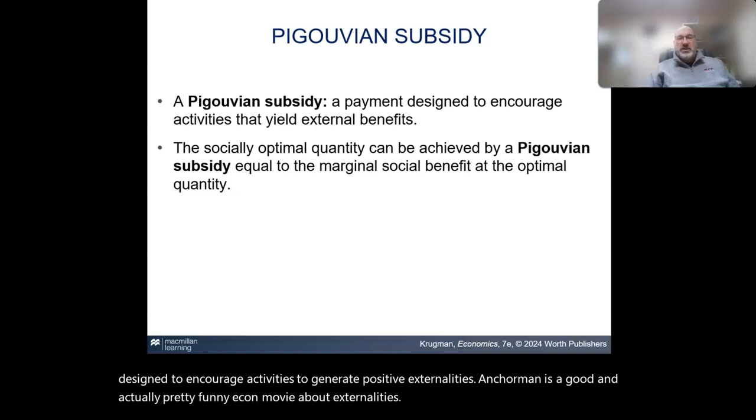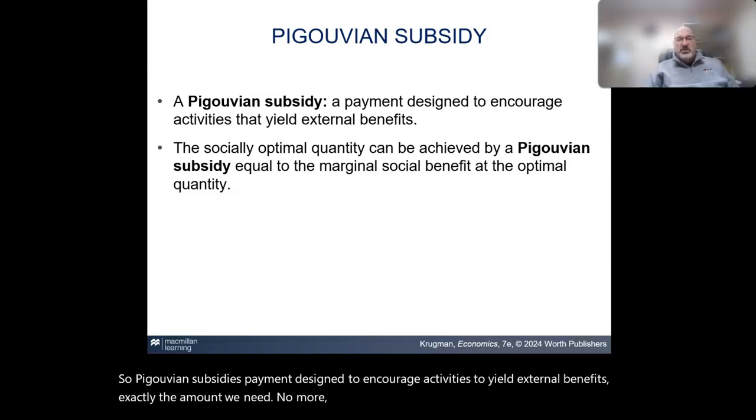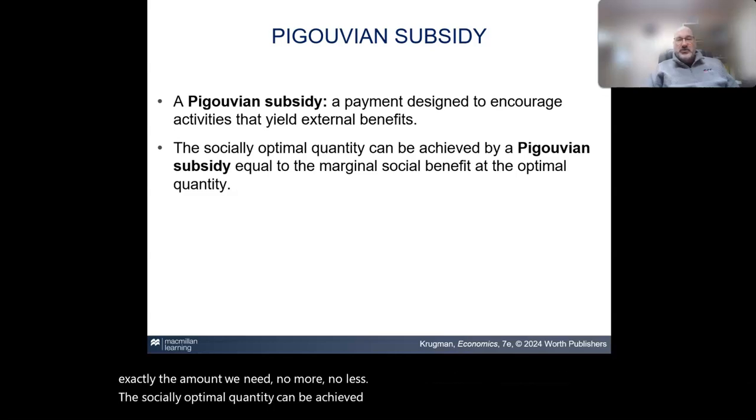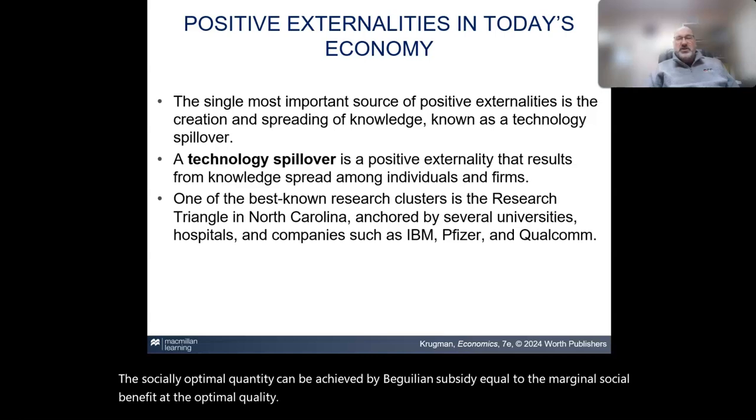So a Pigouvian subsidy is a payment designed to encourage activities to yield external benefits, exactly the amount we need, no more, no less. The socially optimal quantity can be achieved by a Pigouvian subsidy equal to the marginal social benefit at the optimal quantity. Positive externalities in today's economy.